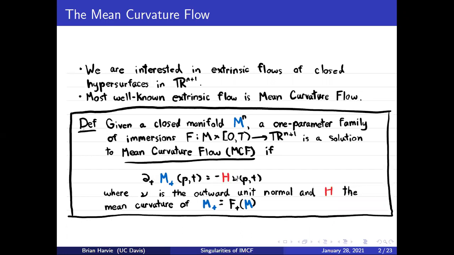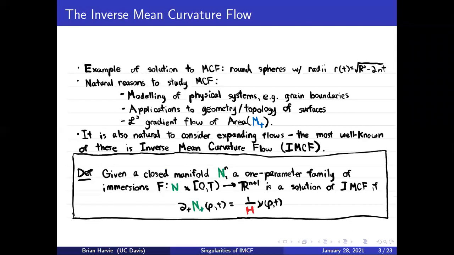And each of these flow surfaces can be realized as the image of some time-dependent immersion for the same underlying closed manifold M. So that's the basic idea behind mean curvature flow. And just to keep an example in your mind, mean curvature flow is a contracting flow. So if you start with, say, a round sphere of radius R, mean curvature flow will shrink it to a point. The radius of the sphere at later times will be r(t) equals the square root of big R squared minus 2nt.